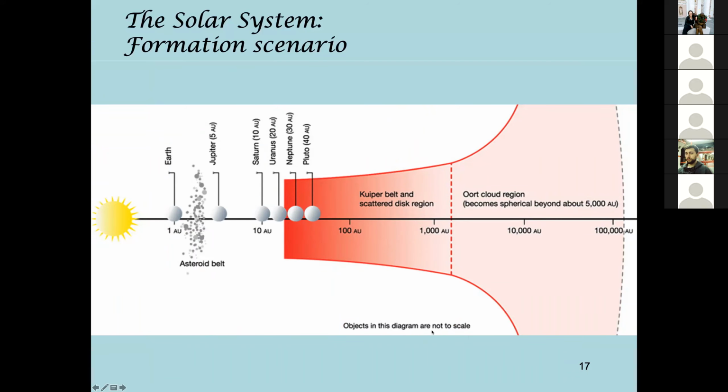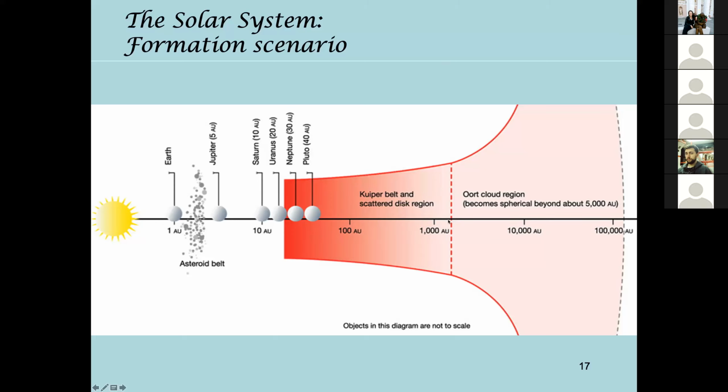This is a not-to-scale version of our solar system, just to show the composition in general. We start here with the Earth, the asteroid belt, the giant planets, and then you have this region of the Kuiper belt and scattered disk, that is then joined with this dashed line, because nobody really knows where the Oort cloud of comets begins, at about 1000 AU.